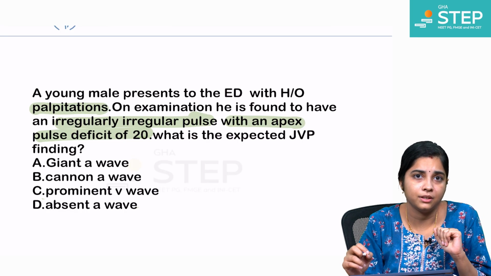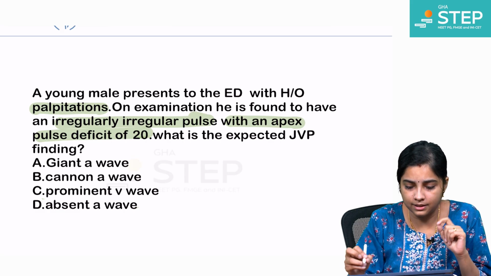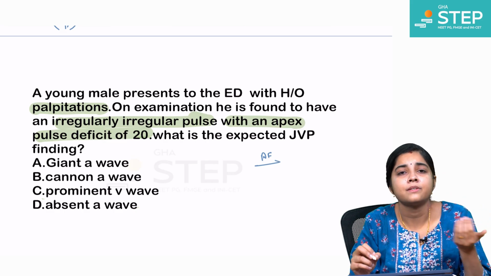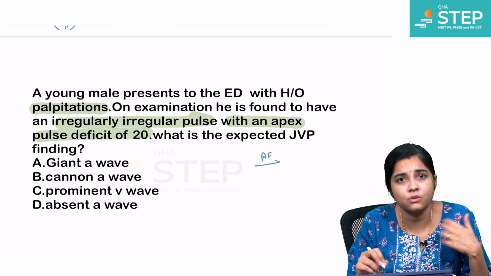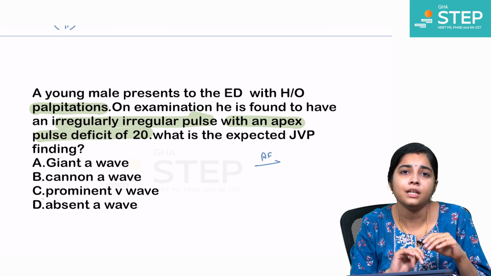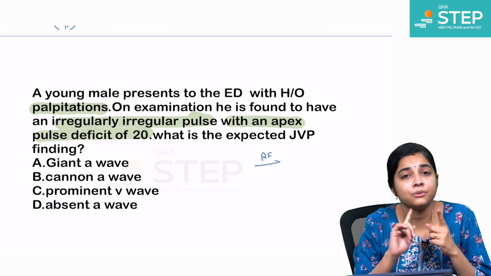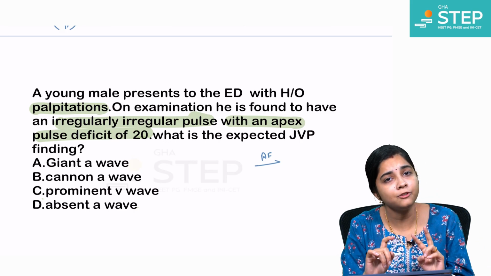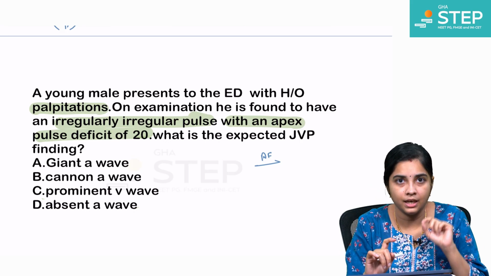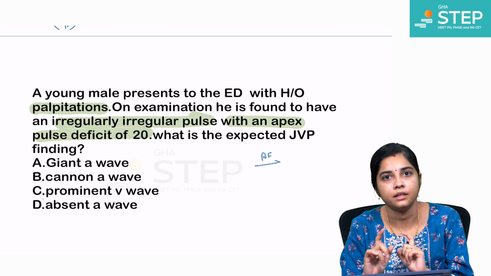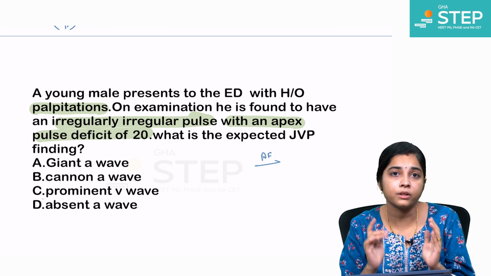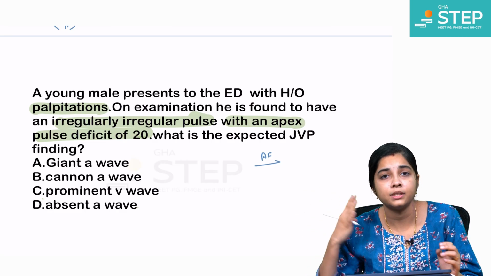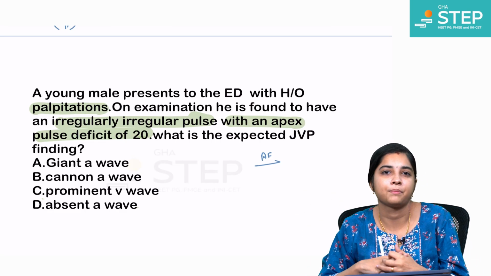Okay, irregular pulse. So does that ring a bell? Yes. Where is irregular pulse seen? It is seen in atrial fibrillation. What is the importance of this apex pulse deficit? So how do you check for the apex pulse deficit? To check the apex pulse deficit, you need two people. One of them counts the heart rate and the other person counts the pulse rate. So the total difference which you get at the end of 1 minute is what is referred to as the apex pulse deficit.